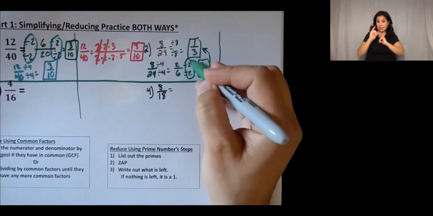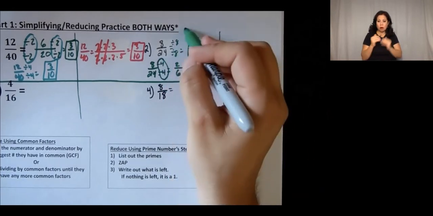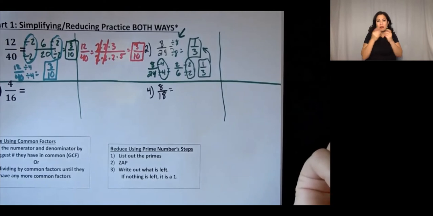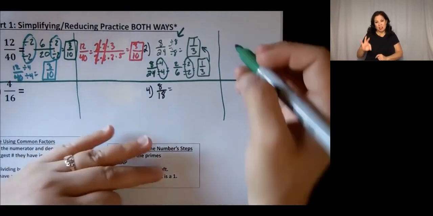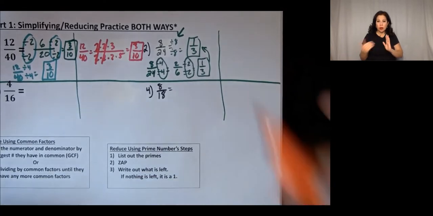And look, I divided by 2 and I divided by 4. 2 times 4 is 8. Look, that was the biggest one they had in common anyways. Okay. All right, so let me do it again using primes.